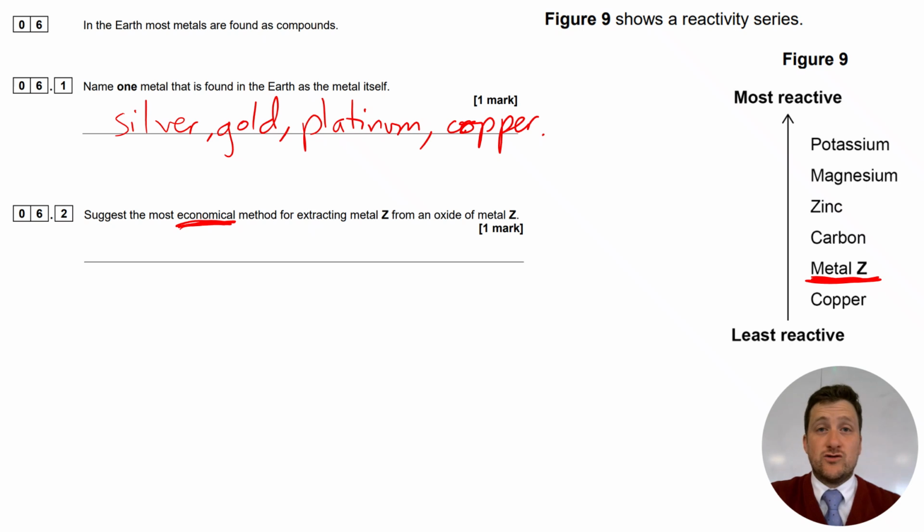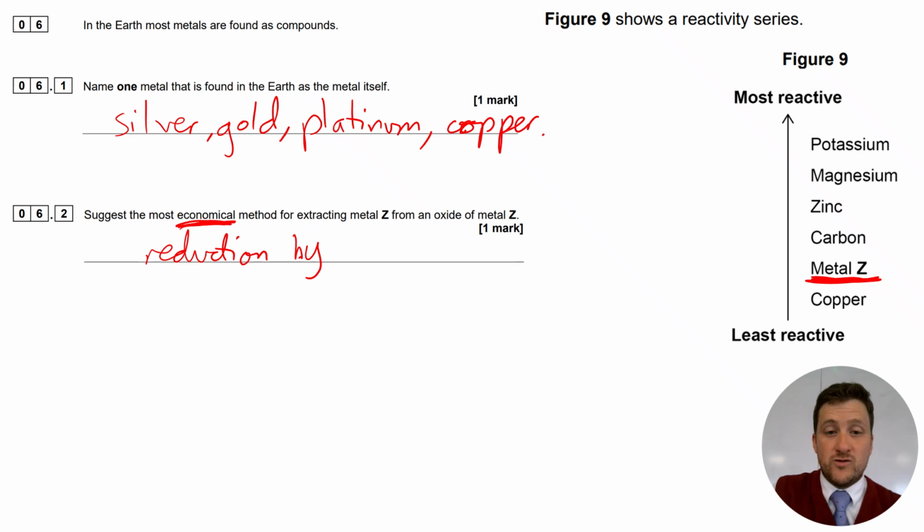We can extract this using electrolysis. We can extract this using reduction by carbon. We cannot do hydrogen because hydrogen is less reactive. Now, the more economical, the cheaper option is reduction by carbon. Heating by carbon is great. That's not a problem. You may have been taught it, heating by carbon, okay? But extraction is a method of reducing that compound, that ore or oxide of metal Z, and therefore reduction is a word that we can use to describe what's happening. We reduce something by using carbon.